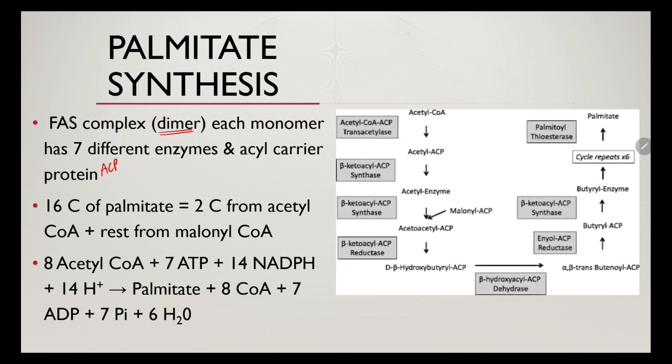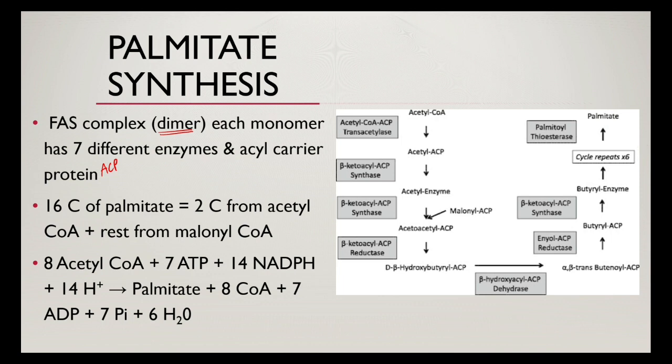Now palmitate synthesis: there are 16 carbons in palmitate. So 2 carbons come from the acetyl-CoA directly and the rest are from malonyl-CoA. Now you can see here a reaction: 8 acetyl-CoA plus 7 ATP plus 14 NADPH plus 14 H plus giving palmitate, 8 CoA, 7 ADP, 7 inorganic phosphate and 6 water molecules.